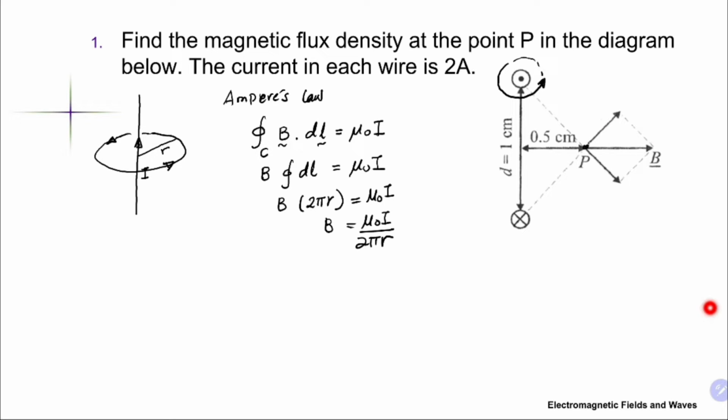Meaning at point P, the magnetic flux will be this, because it's going counterclockwise. At a point, it will be the tangent at that point. So that's the magnetic flux due to the current on the top. The current on the bottom is going into the page. So now we wrap our hand around with our thumb pointing into the page. We find that it is going to go clockwise.